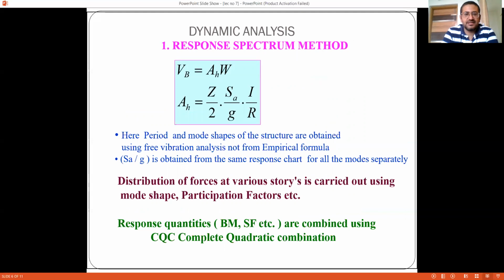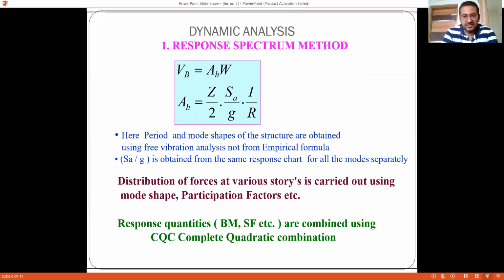Now, the basics of the response spectrum method, the calculation of forces, is going to be more or less the same using the formulas that we use for the static coefficient method, that is VB is equal to H into W, and H is equal to ZISA by 2RG. But the difference here is that the period and mode shape of the structures are obtained using free vibration analysis and not empirical formula, right?